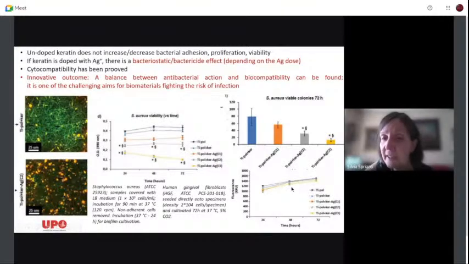You can see here that even if the amount of silver is high on the surface and the bacterial action is really evident, the surface is biocompatible. This means that you do not have a release of silver that is biologically active on the cells. And if you have a release of silver, it is entrapped within the protein. On the other side, the silver that is active on the bacteria is the silver bonded to the keratin.